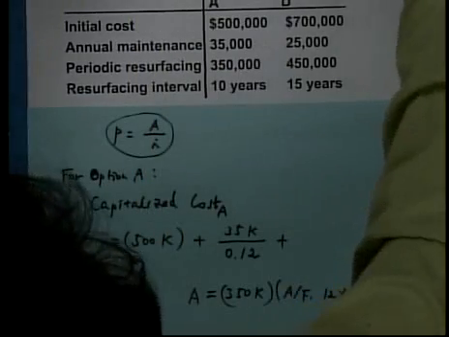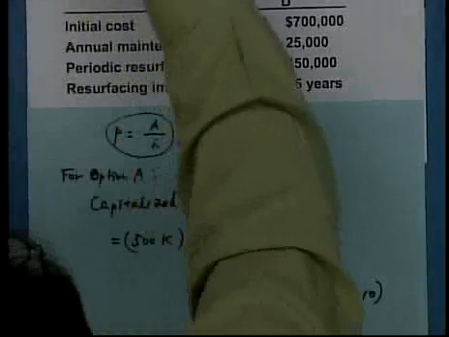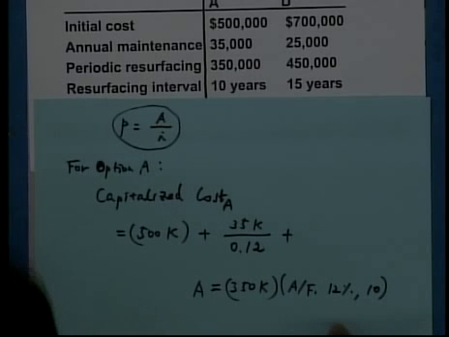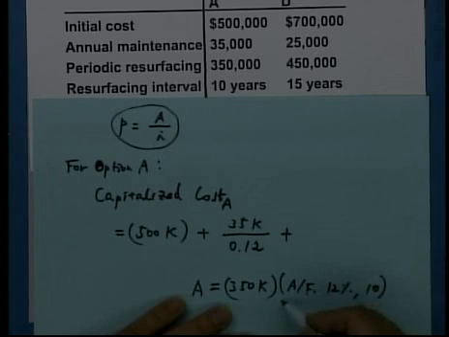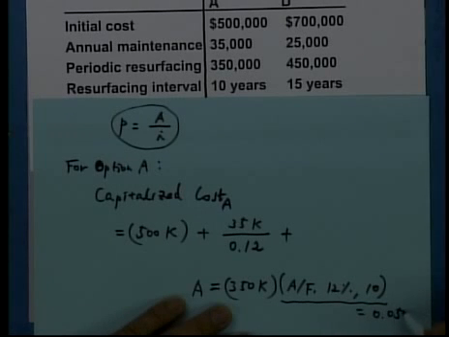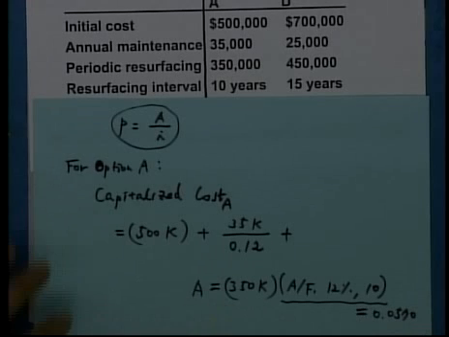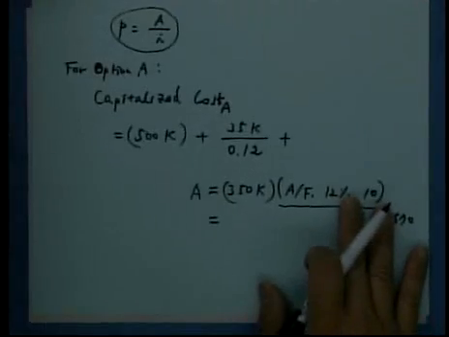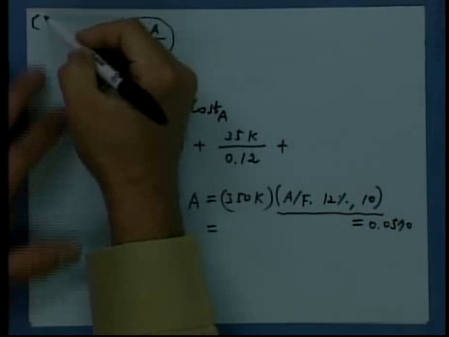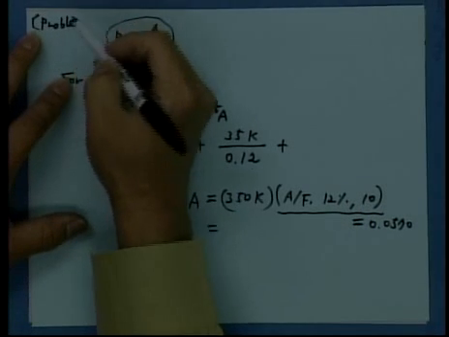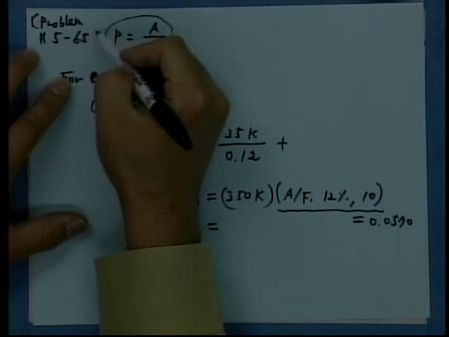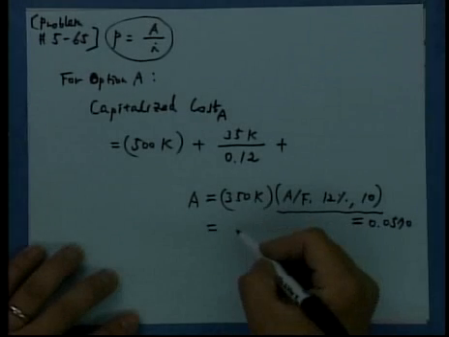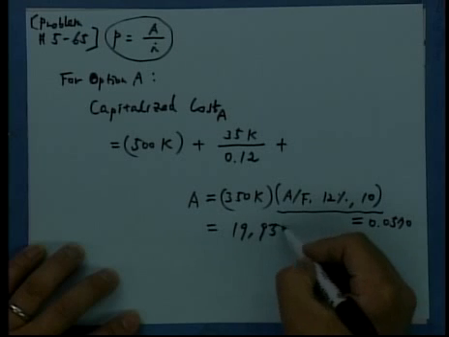So at 12% interest rate, A given F over 10 periods is 0.0570. This is 0.0570. So how much is this? This is problem number 5-65. So this is $19,950.